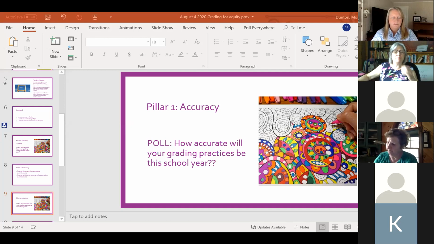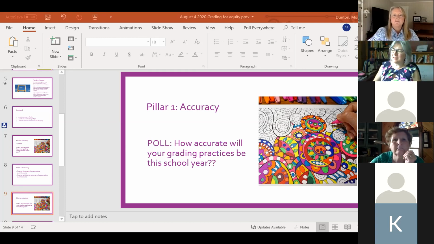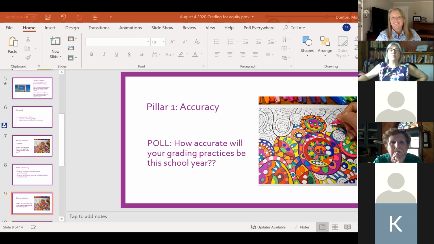The question is still about accuracy. How accurate do you think your grading practices will be in the coming year? I guess part of the question is, do you feel that your practices will be more accurate, certainly, than in the past year?